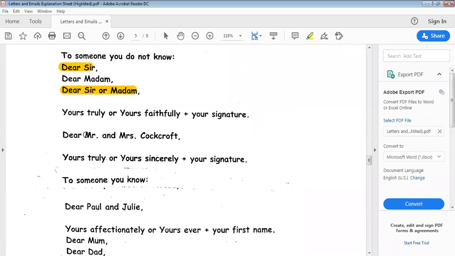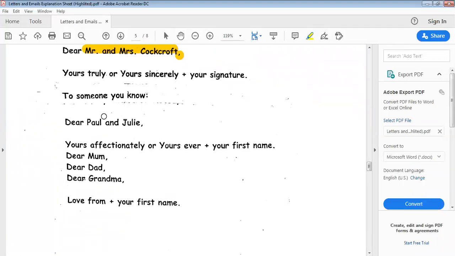If you know the name of the person, you can write it like this. Dear Mr. and Mrs. Cockcroft, or Dear Mrs. Cockcroft. Don't forget the comma, okay? If you're writing an informal letter to your friend, for example, to a brother and a sister, for example, Dear Paul and Julie, okay? You can end it in any way you want. Yours affectionately means that you love them, or yours forever, or best wishes, or best regards, and your first name, okay?